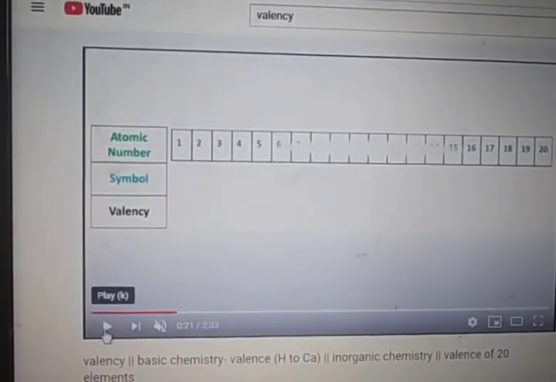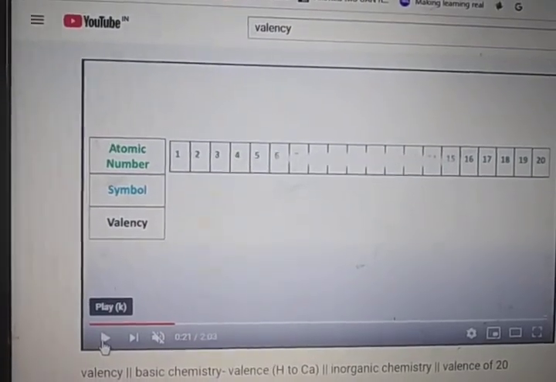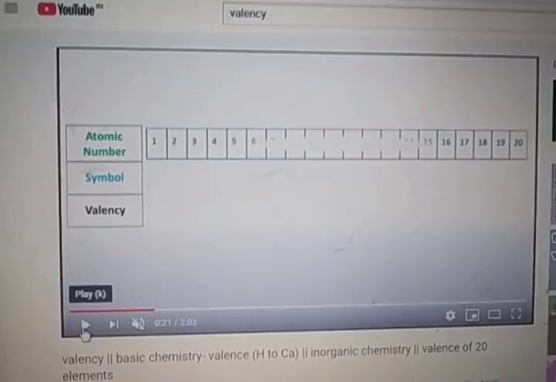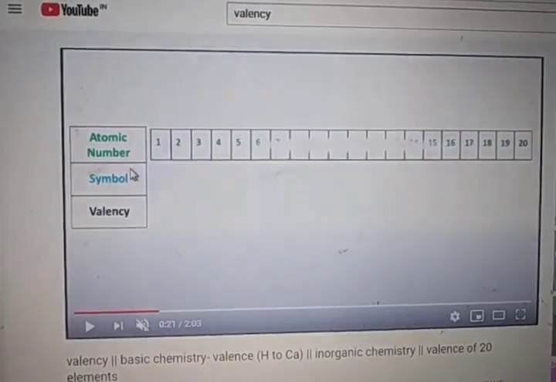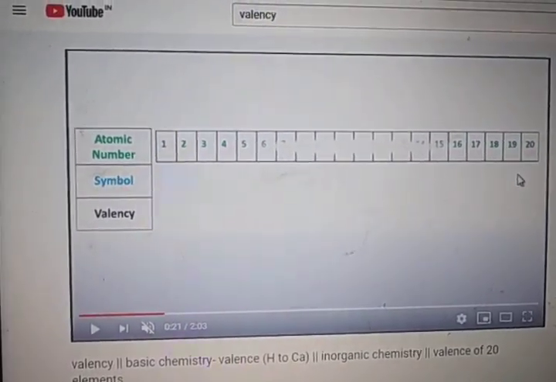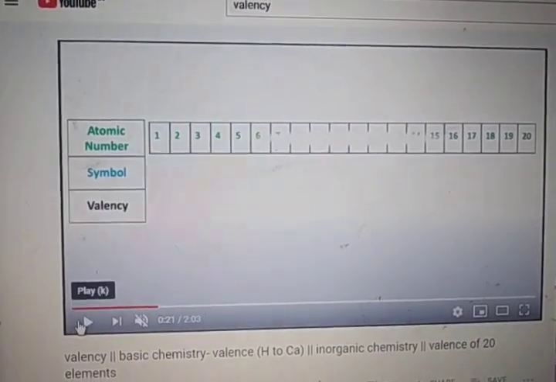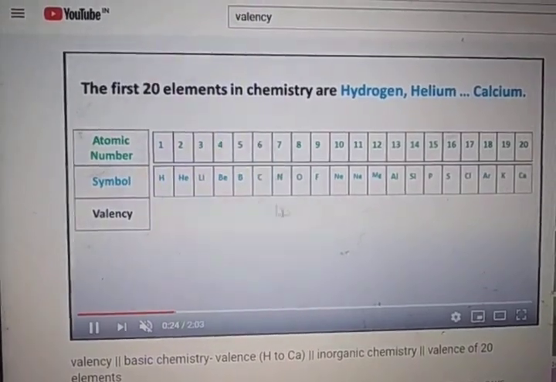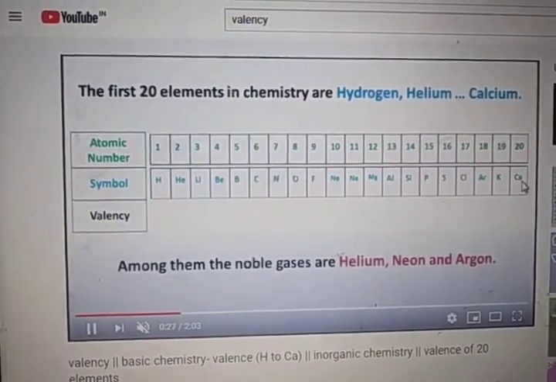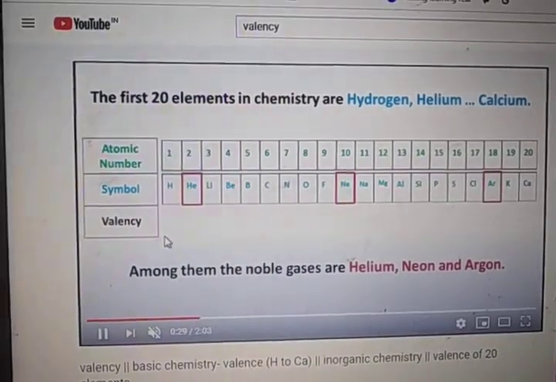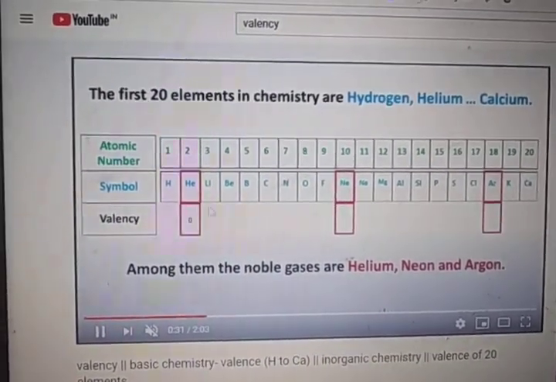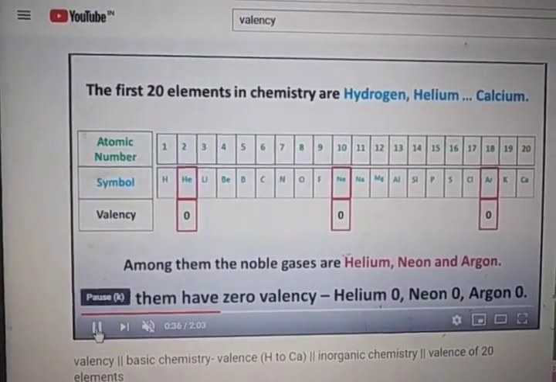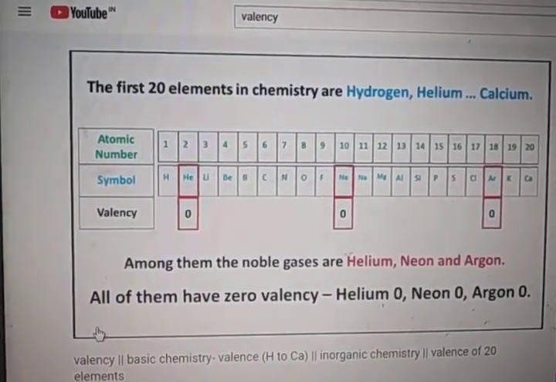Now, to learn this valency, there is a trick that you can follow. You can write atomic numbers from 1 to 20, and beneath them we can write the symbols, and I hope all of you remember all these by now. Now we know that noble gases' valency is 0. Their combining capacity is 0. They do not combine at all.